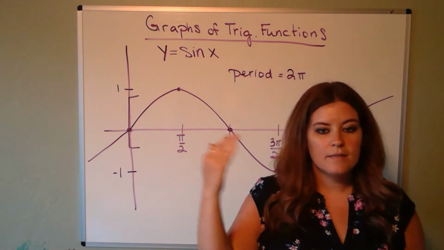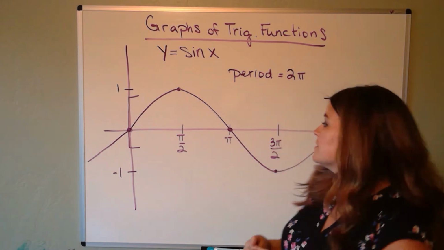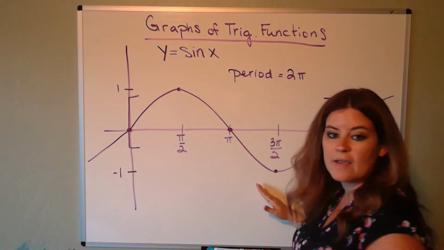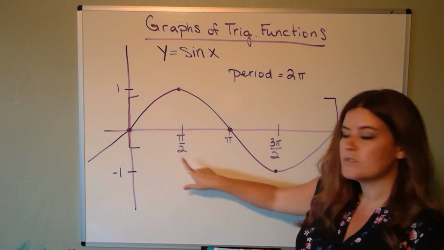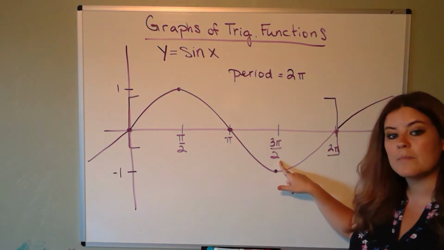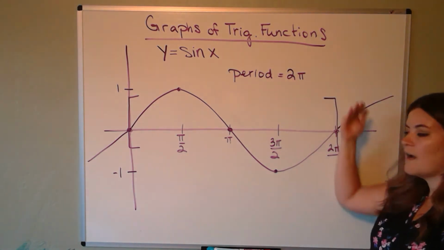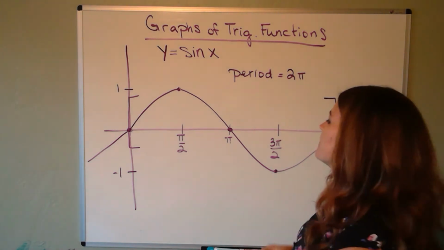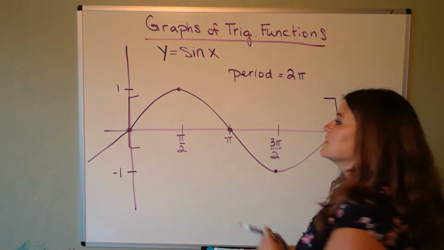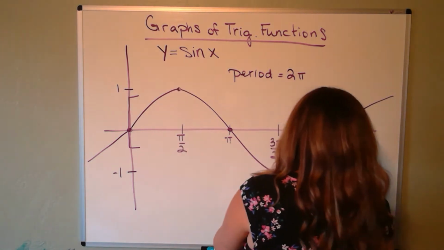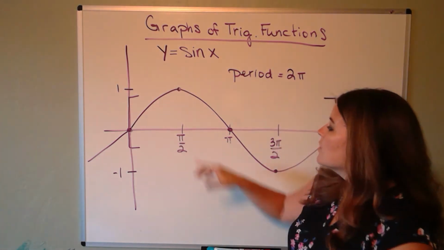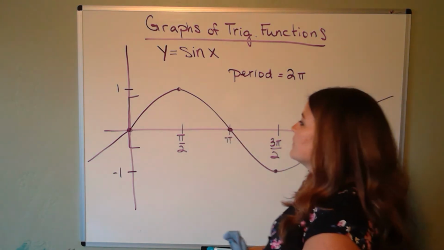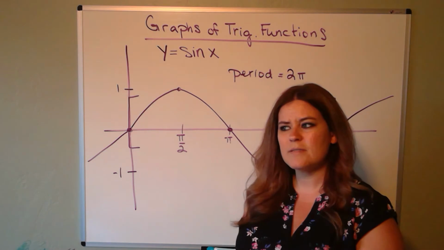Where's it hit highs and lows? Well, just remember, highs and lows, they always happen at the pi over 2's. Here's pi over 2, here's 3 pi over 2. If I kept going, the next time it hit a high, it would be at 5 pi over 2 and 7 pi over 2. So, intercepts at the pi's, highs and lows at the pi over 2's, remembering that the first one is high.